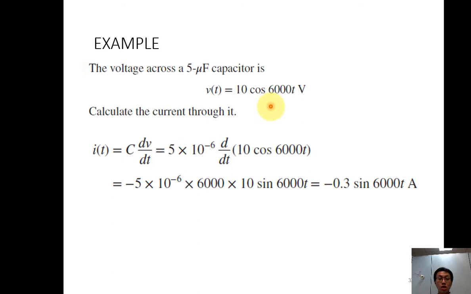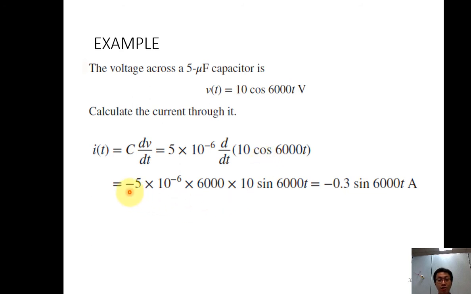So what we need to do now is find the current. We use this equation, I equals C dV/dt. I know that my C is fixed, 5 times 10 to the power minus 6, which is 5 microfarad. Then I put d/dt. My V is actually 10 cos 6000t. So I differentiate my cosine function with respect to time t.